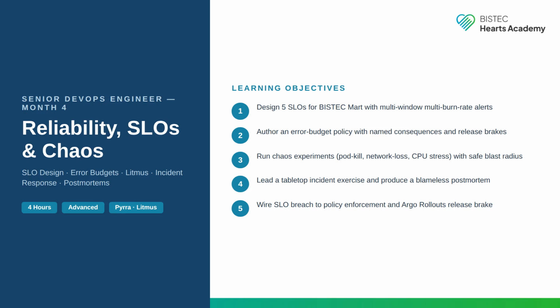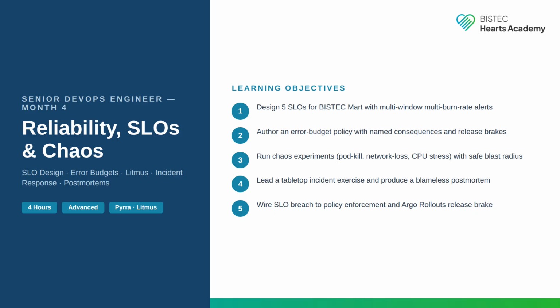Welcome to month 4 of the Senior DevOps Engineer track. Over the last 3 months, you've built a solid foundation: production-grade Kubernetes with GitOps, infrastructure as code at scale, and a zero-trust service mesh with mutual TLS. Today we add the reliability layer, the part that answers how well the system is actually serving users and what to do when it isn't.